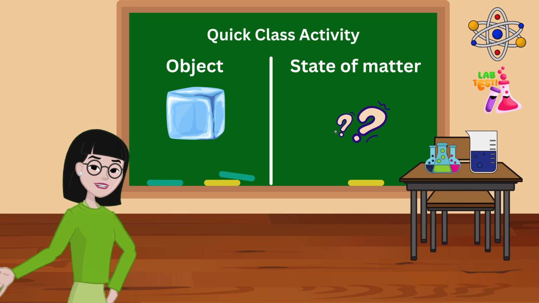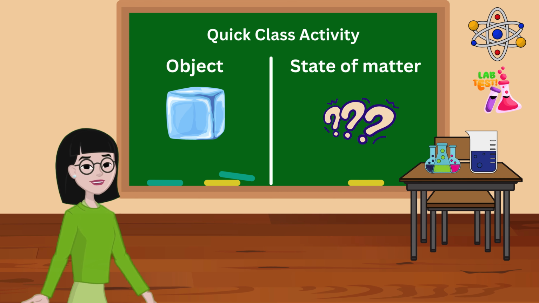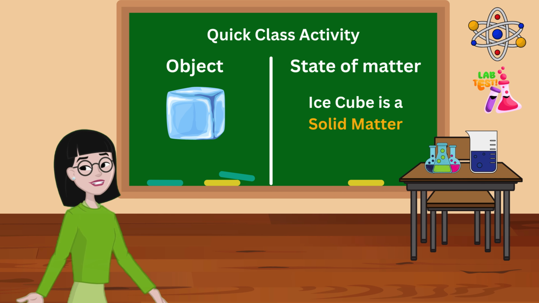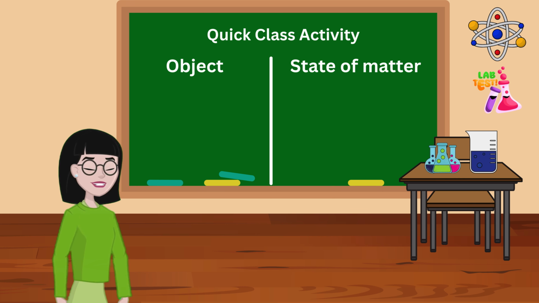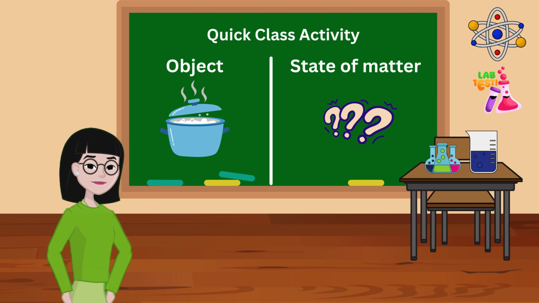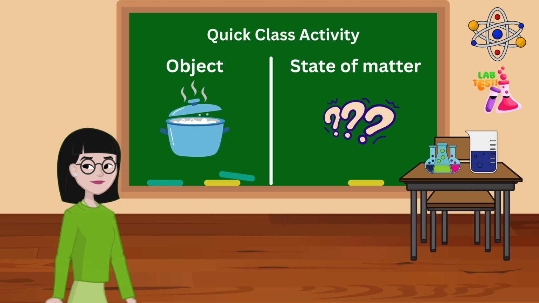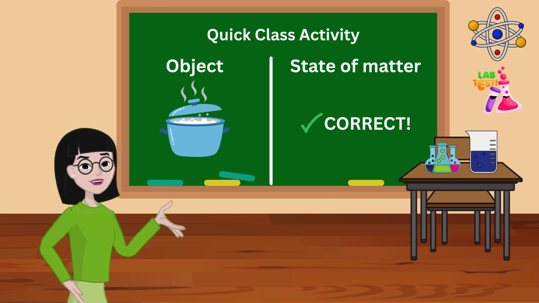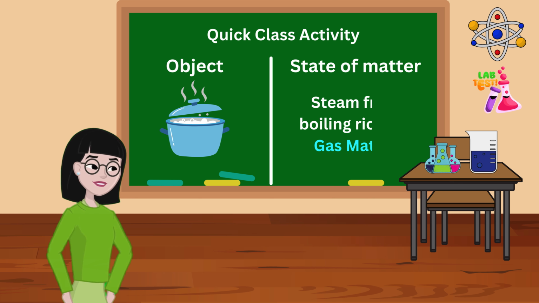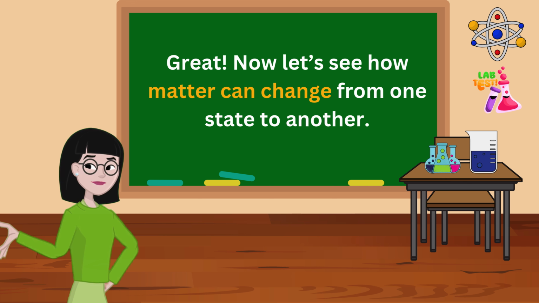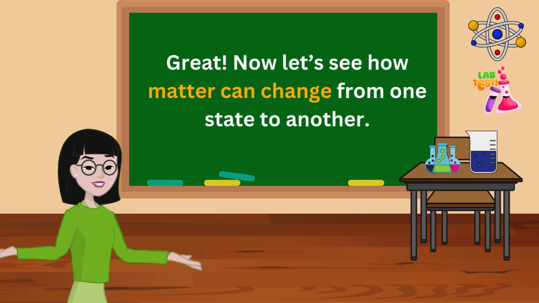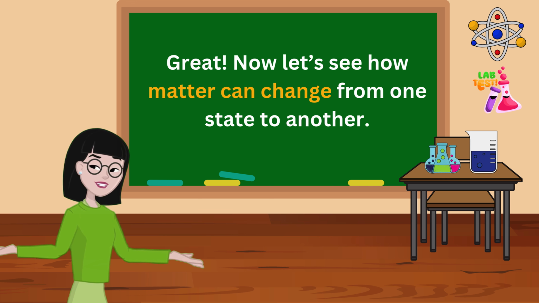Next, ice cube. Correct. Ice cube is a solid matter. And last, steam from boiling rice. Wow! Very good! Steam from boiling rice is a gas matter. Great! Now, let's see how matter can change from one state to another.